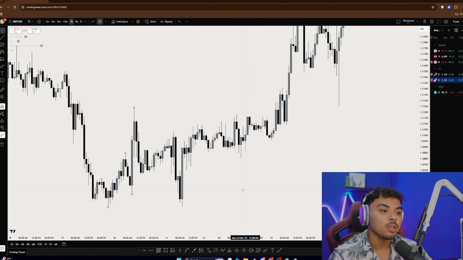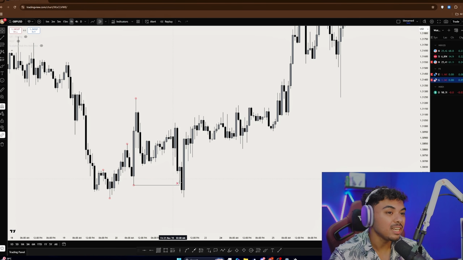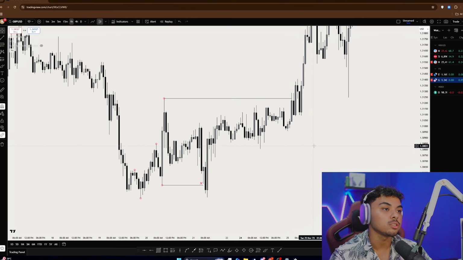You see what I mean? Now let's look at this one. This was the sweep of external liquidity, because again, that's an external structure. Now, where is the next external structure? That would be the high. That is the only break of structure that matters. Genuinely, that is the only break of structure that matters.